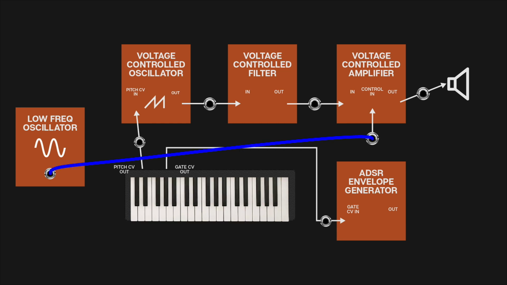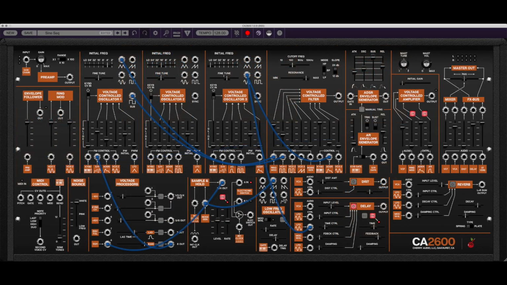But if I patch a cable from the low-frequency oscillator to the VCA's control input, the ADSR connection is replaced by the LFO signal, and now I don't even need to play a note to hear sound because the envelope generator that was previously controlling the VCA has been replaced by the LFO. Though this is a tremendously simplified diagram, this is exactly how CA2600's audio and control input signal routing works.